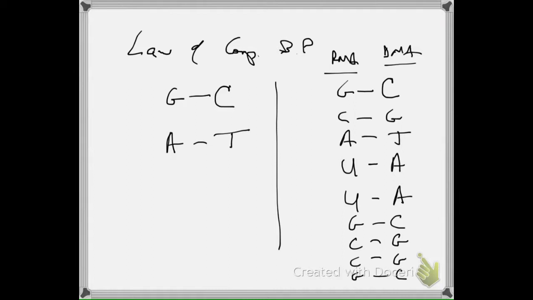So that's the law of complementary base pairing that says G always pairs with C, A always pairs with T. What is the purpose of the DNA in a cell? Why is it even there? What does it do? Okay, it's your genetic code, it's your genetic makeup.